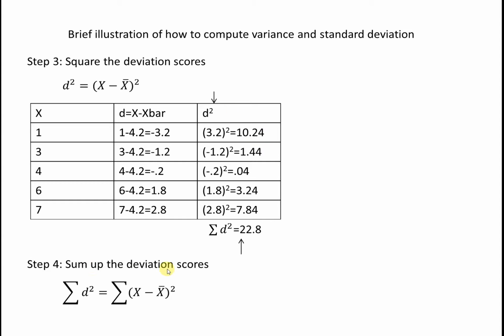The next step is to sum up those squared deviation scores. So you see the summation operator, and it's saying sum these squared deviation scores. So we sum them up and we get 22.8. And basically, this is also referred to as the sum of squares.